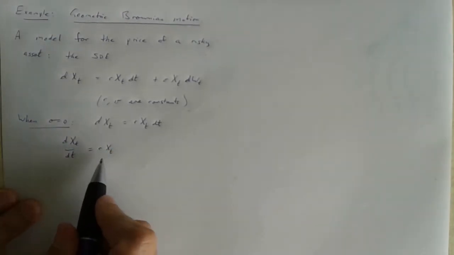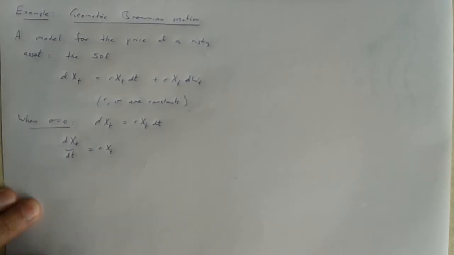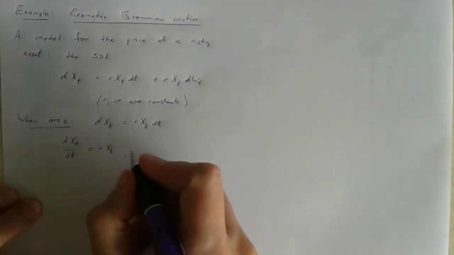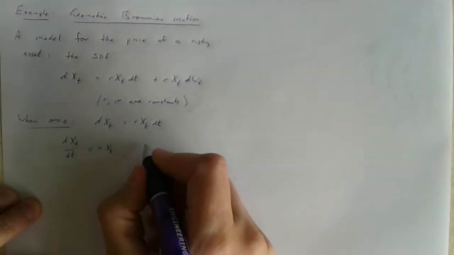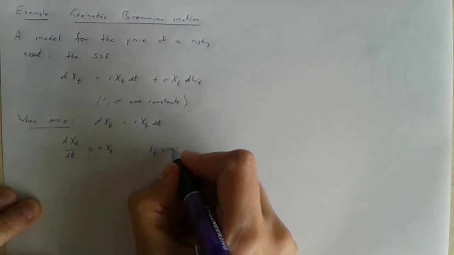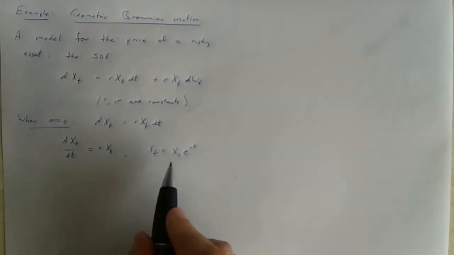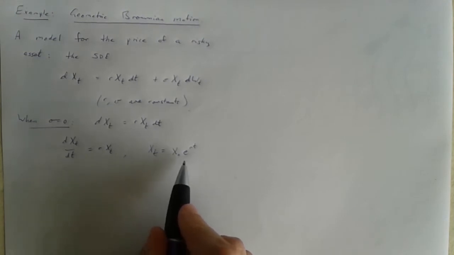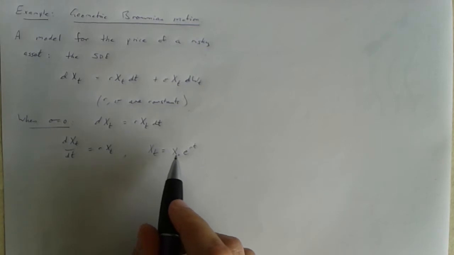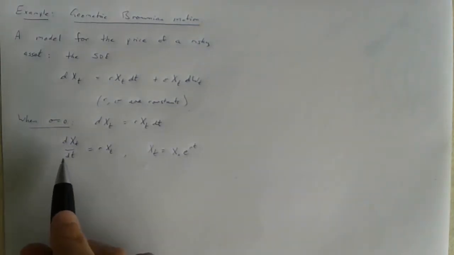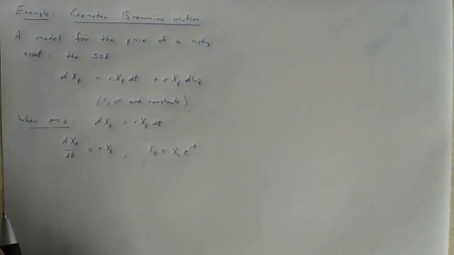Its derivative is a multiple of itself, which, if you've ever seen a differential equation, you've probably seen this one. This is the one for which the solution is xt is whatever its initial value was times e to the rt. And you can easily verify that by differentiating this function, and sure enough, its derivative is r times itself.